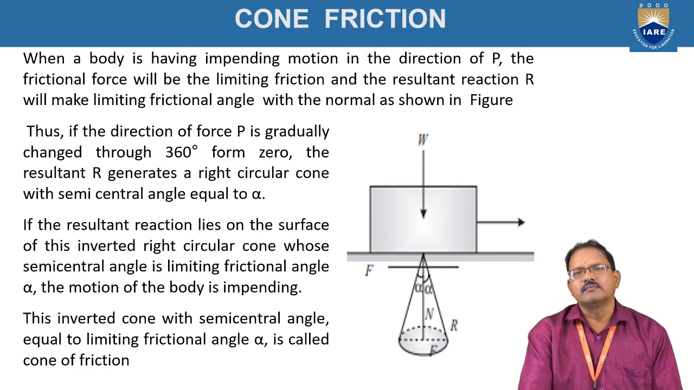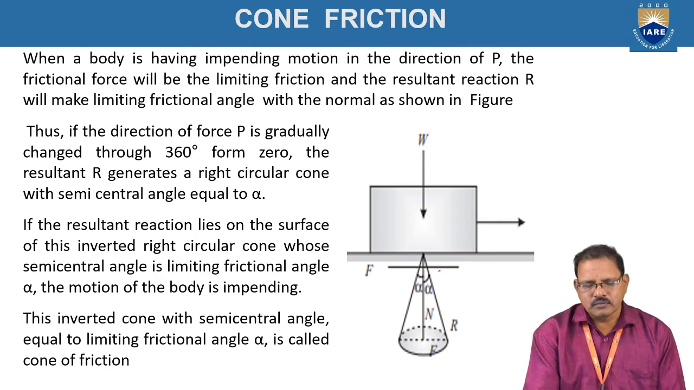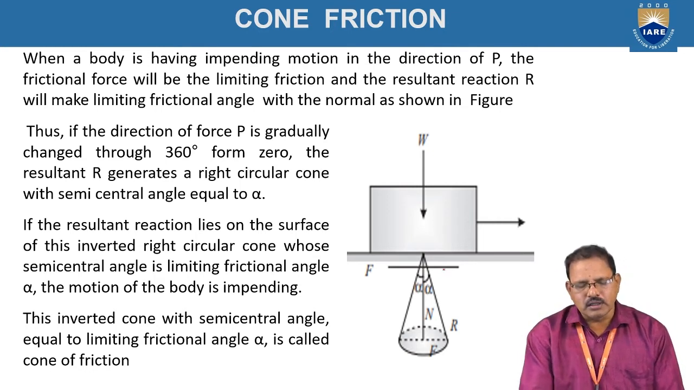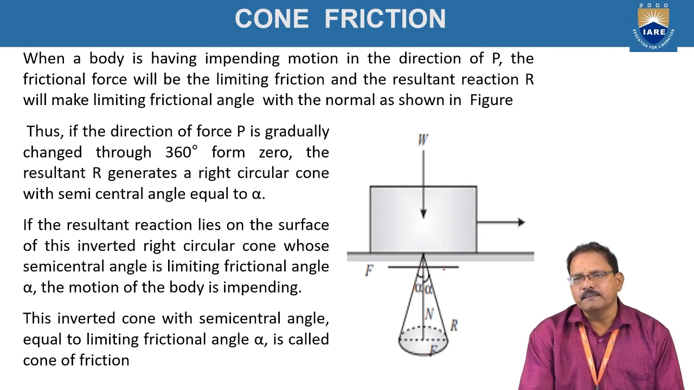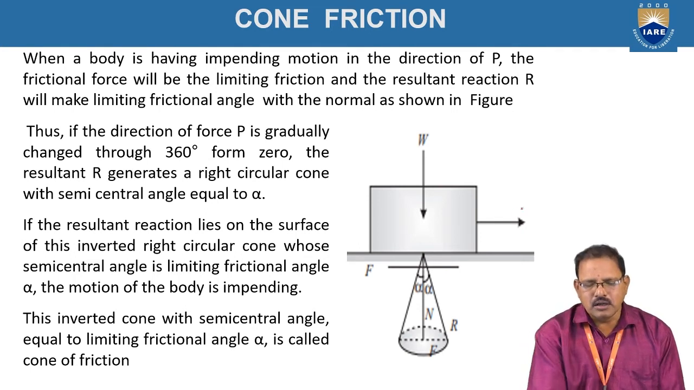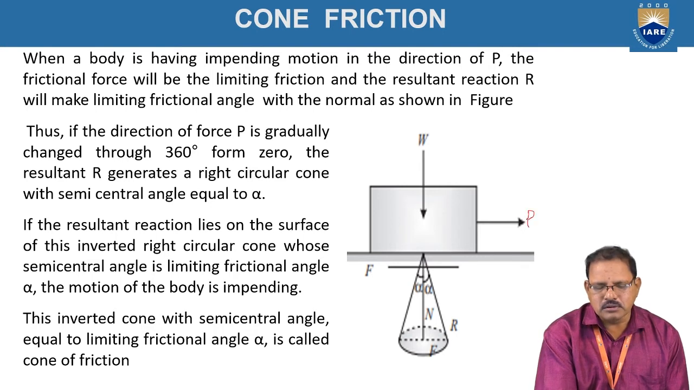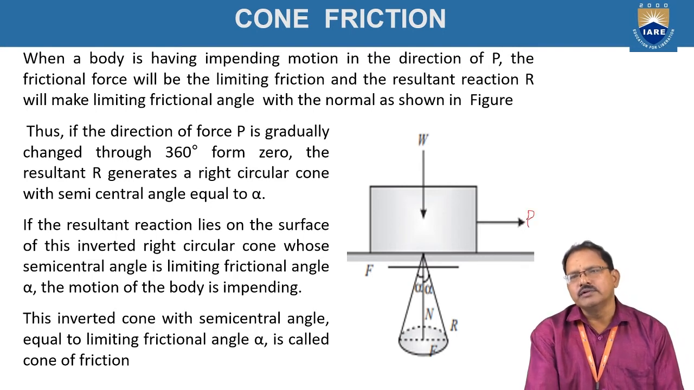Cone friction. In the figure, W is the weight of the body that is resting over the horizontal plane. A force P is applied on it, which is horizontal. Assume at this stage the body tends to slide in the direction of the applied force.